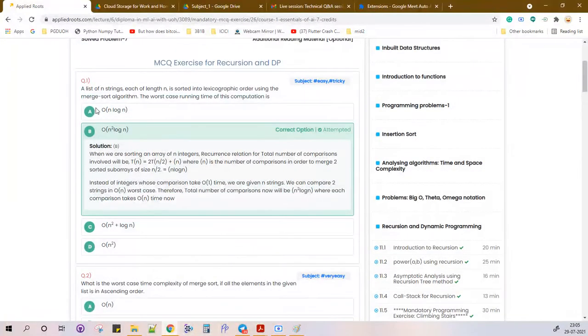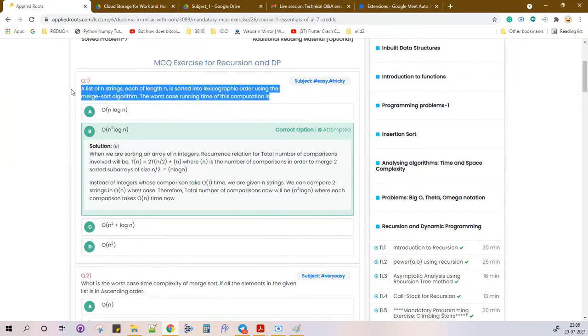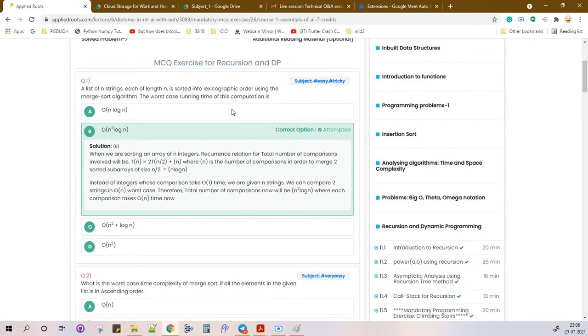A list of n strings, each of length n, is sorted into lexicographic order. And if this question is there in the exam, I will just keep it, because I don't know what lexicographic is in the first place. I need to use the dictionary. Using the merge sort algorithm, the worst case running time complexity of this computation is, right?